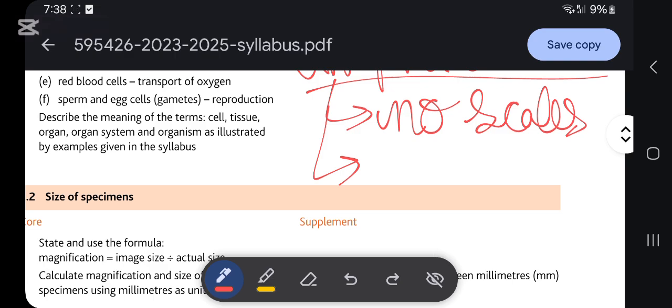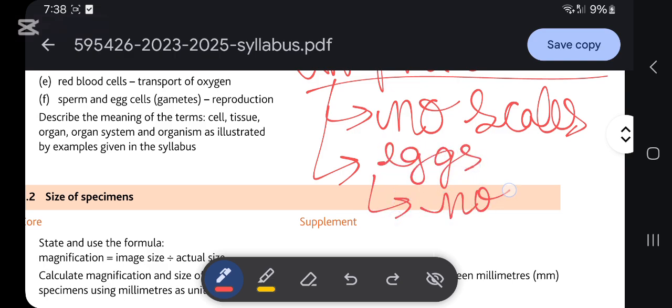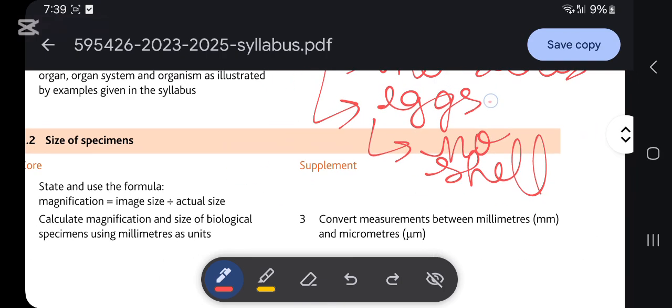Okay, and another thing that you have to know is that their eggs have no shell. And their eggs are also laid in water. Next, another thing that you have to know is that the adults have lungs, but the young ones have gills for gas exchange. This is something you should be knowing.